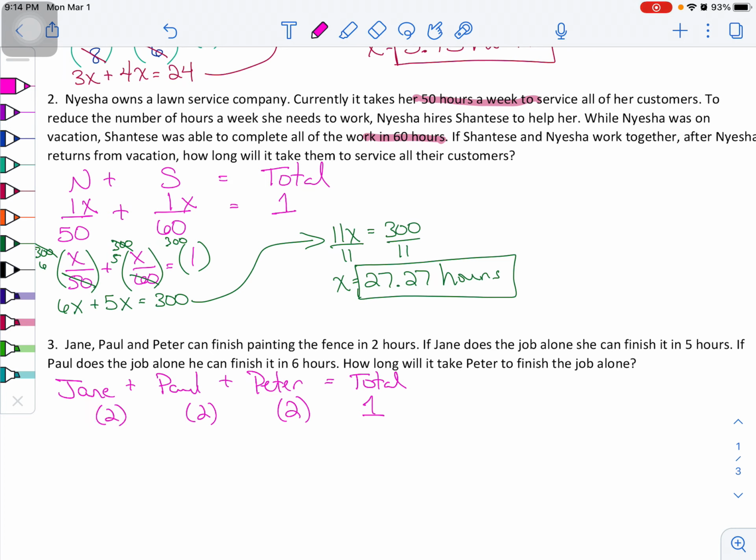Now it says they can finish painting the fence. Now I'm going to say that's one fence in 2 hours. So each one of them is going to get 2 hours of work time. That's how long it took them working together to get the job done.